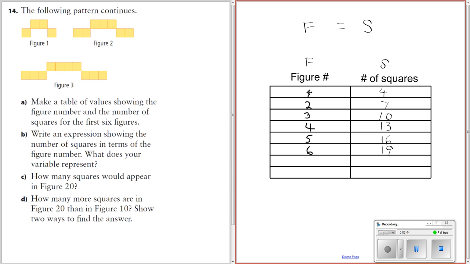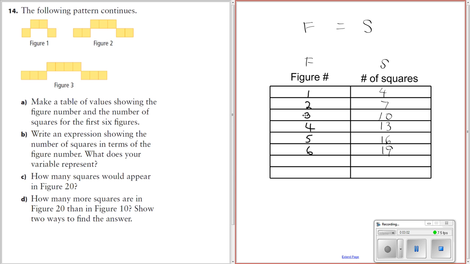So 1 times 3. How would I get to 4? I have to multiply it by 3 and then add 1 more. So it worked for that first one. Multiply the figure number by 3 and add 1. I check it down here. Figure 2: if I multiply by 3, I get 6. Plus 1 more, I get my 7. It worked again. That's great.